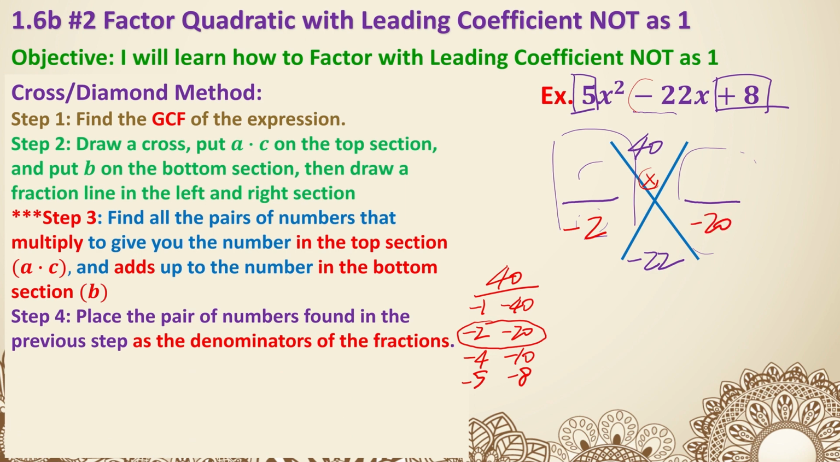Because the pair numbers, just like when you were doing the previous lesson, they actually go after the x. So they're actually in the back of each parentheses. That's why we're putting them on the bottom of the fraction.